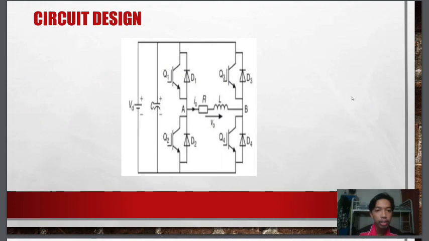We go to the circuit design. This is the circuit design for the full bridge power inverter. We have VDC, capacitor, switches, diodes, and R load and inductance load.